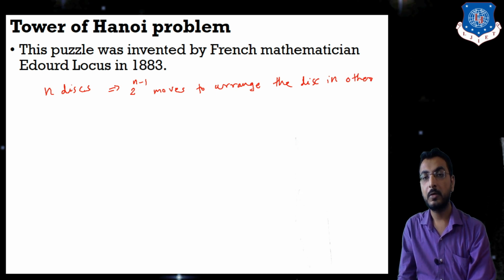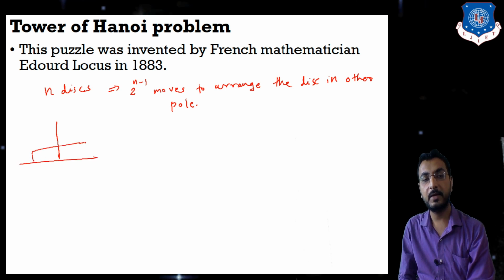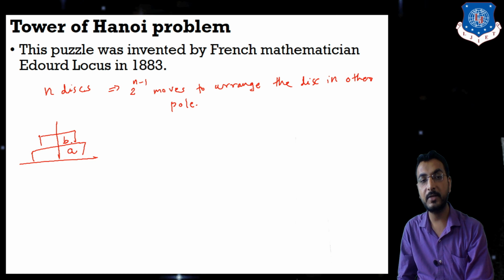Okay, so you will be easily arranging the disks on the other pole. Let's say here this is one pole, and in this pole one disk is there, the name of the disk is A, and another disk is there, let's say B. You will not be able to arrange the bigger disk on the smaller disk. That means it is not possible to arrange disk B here and disk A here. That means disk A should not be above disk B.